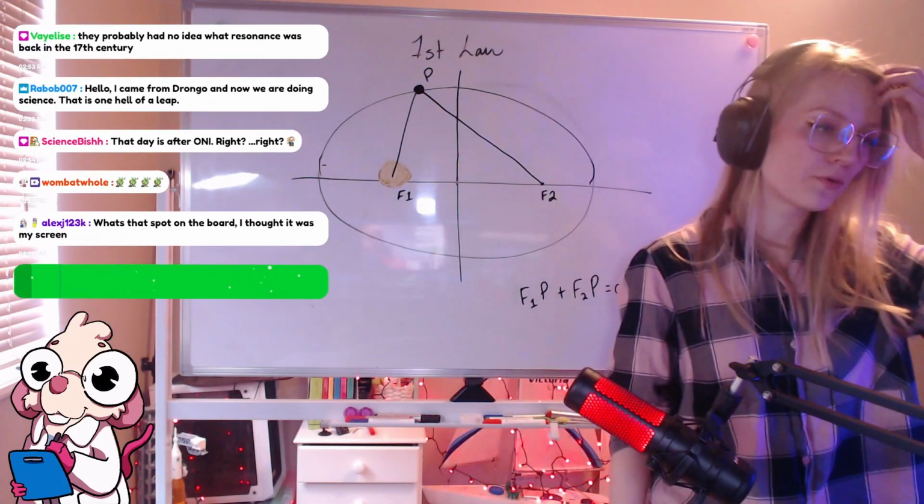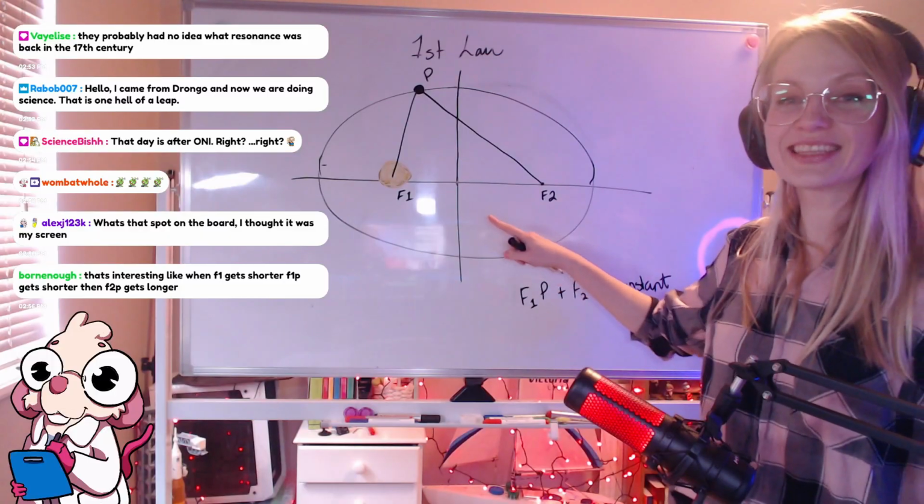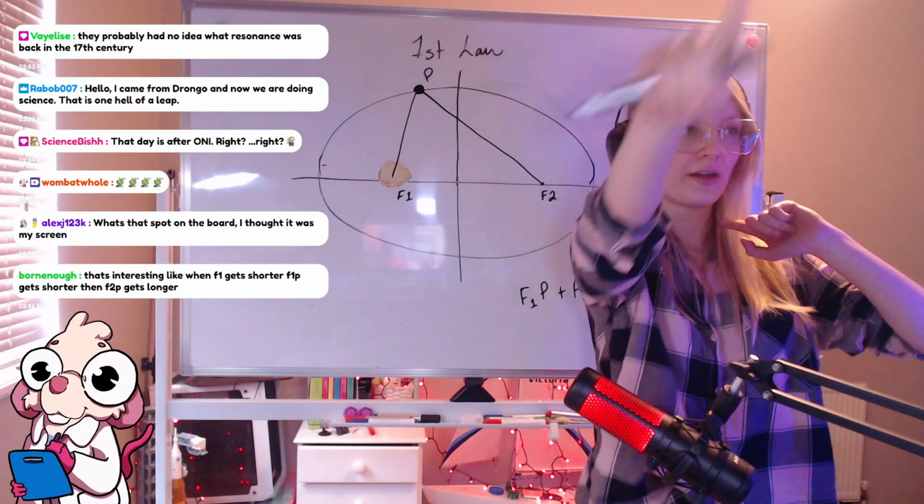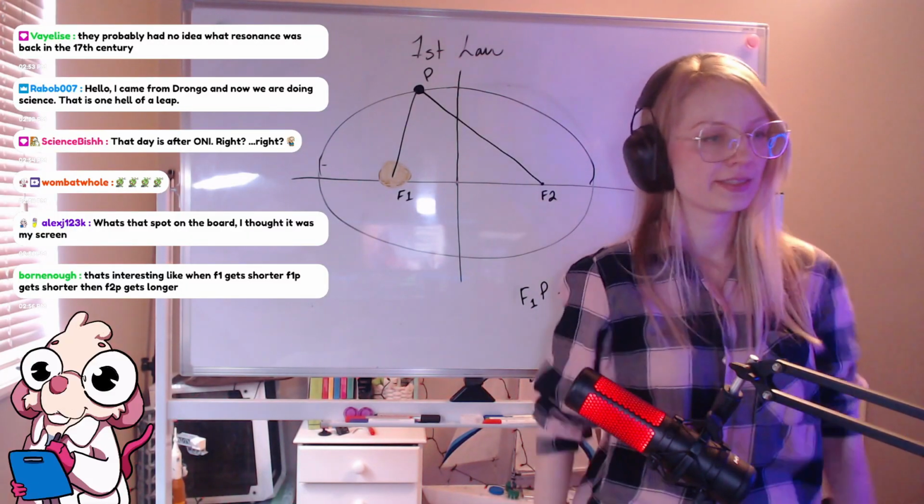What's that spot on the board? I thought it was my screen. That's one of the lights. I actually have 4 lights. I have one turned off. So I have one there, I have one there, I have one there, and I have a purple ring light over here.